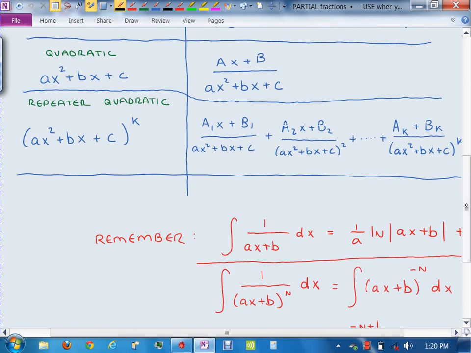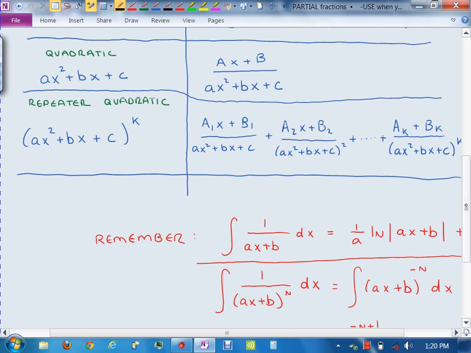Then you might have a quadratic factor. That means your denominator might have something that's quadratic, and we know that not all quadratics factor. So if you can't factor it any further, then you would have to have this. You would make that appear in your partial fraction decomposition. Let's look at what it is. It's a number in front of x plus b.